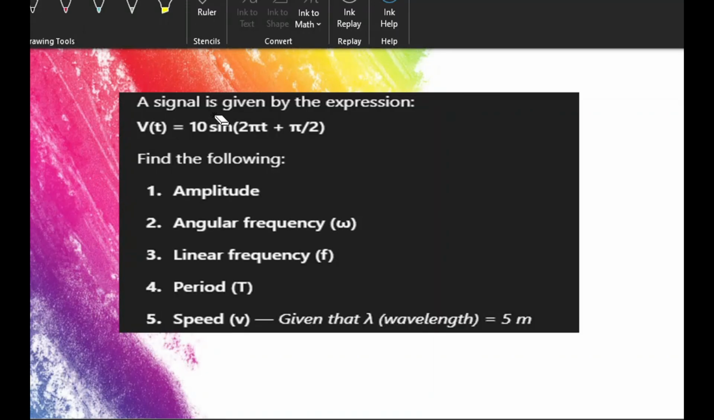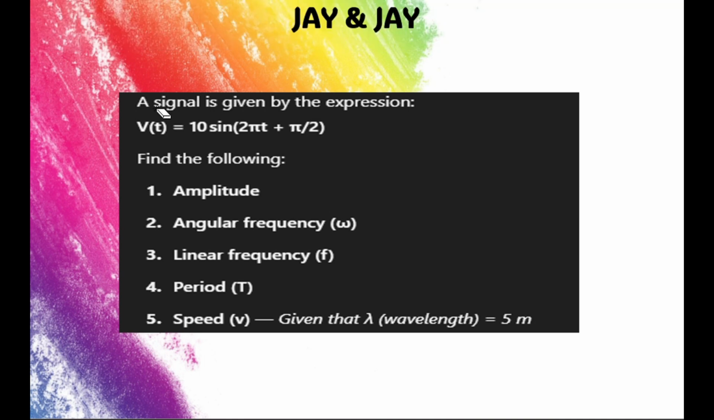Hello guys, so today we are going to look at how we can tackle a wave question. Yes, so a signal is given by the expression v of t is equal to 10 sine (2 pi t plus pi over 2).